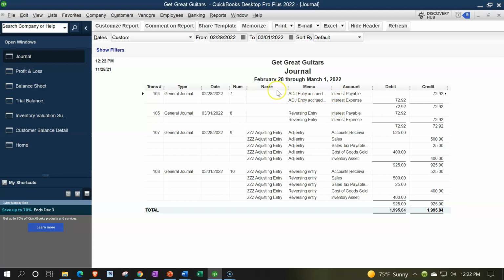We'll do this later, looking at just the adjusted entries, which will all be as of 2/28, and then the reversing entries, which will all be as of 3/1. That's typically how you'd want to see these broken out. But it's also nice to see them side by side here as well.